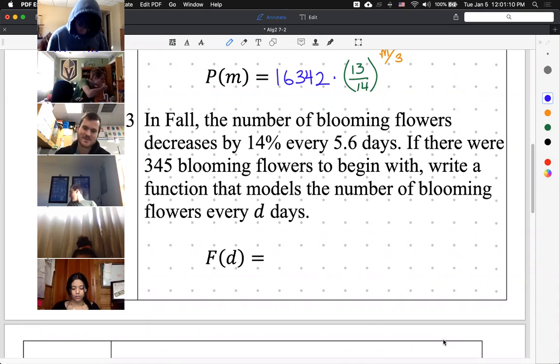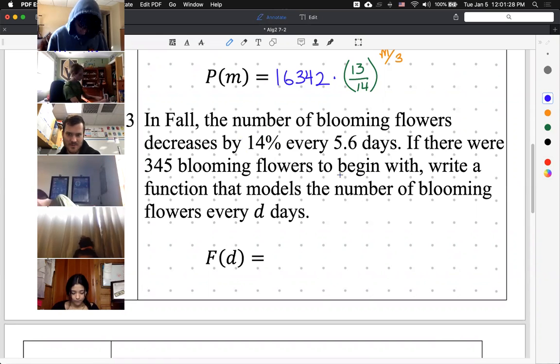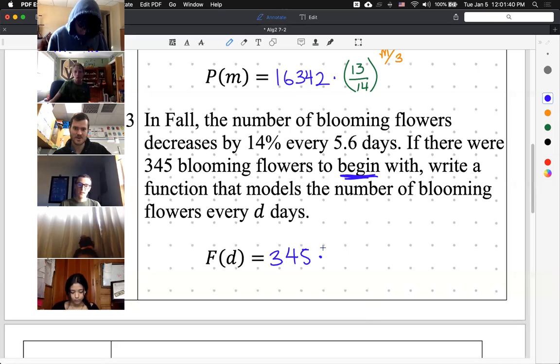It's not that. So it's not 14% because 14% will affect your common ratio. It'll affect this number over here. So guess again. What is its starting amount? And I'll help you out. Begin, this word usually means start. Yeah, there it is, 345. 345, perfect.